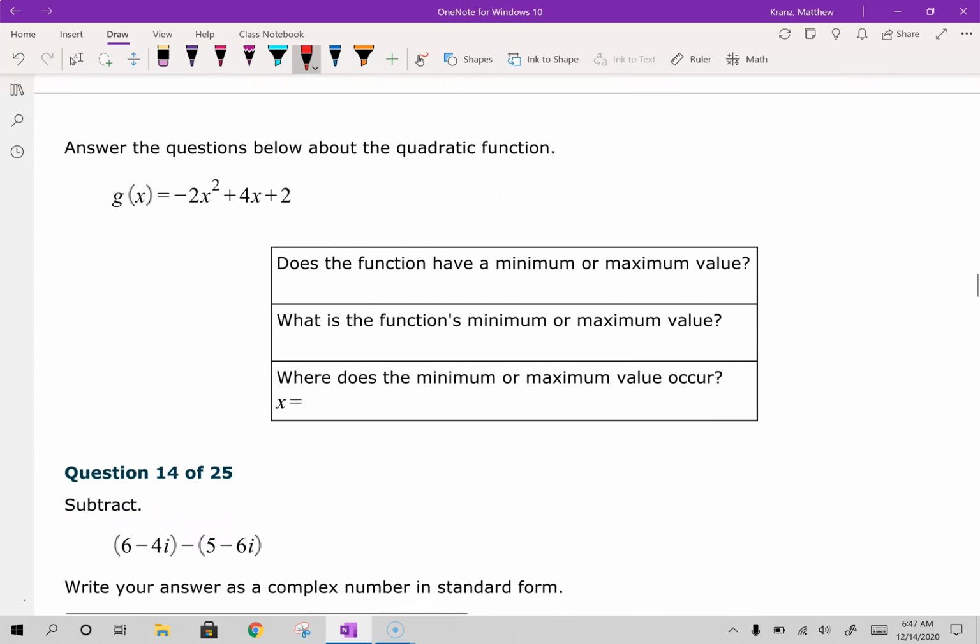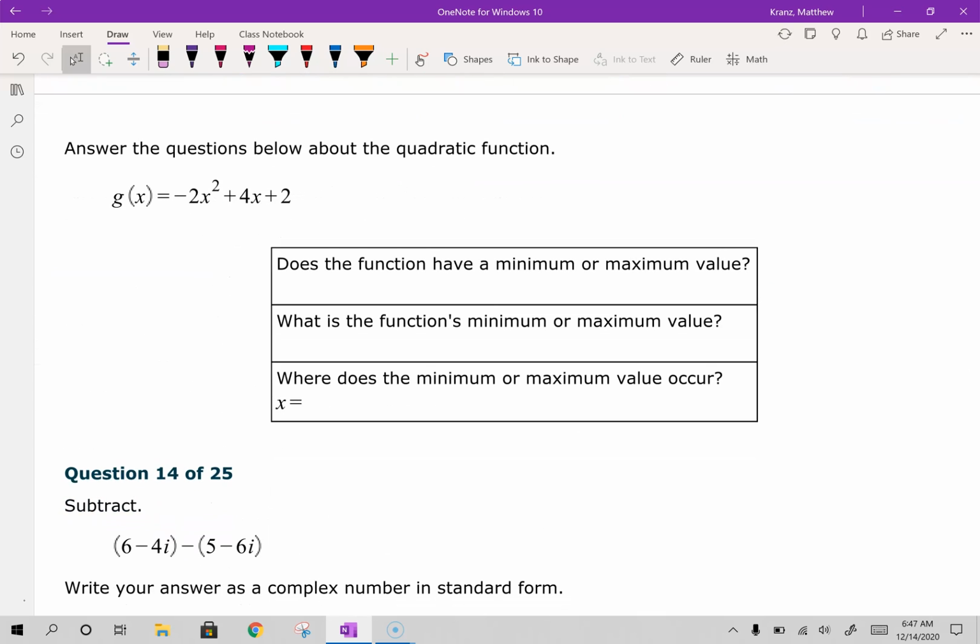Answer the questions below about the quadratic function. Does the quadratic function have a minimum or maximum? When you think about it, this negative means that this is upside down. So this only has a maximum. What is the function's minimum or maximum?